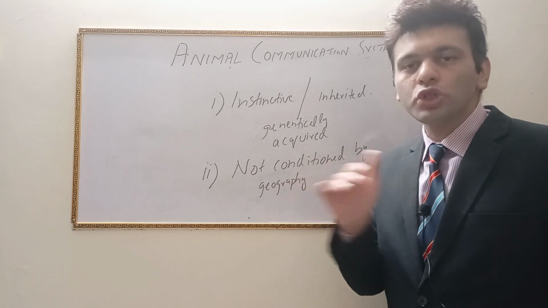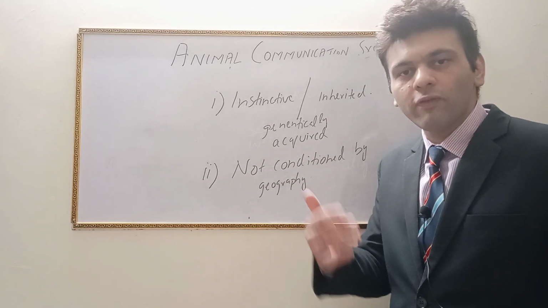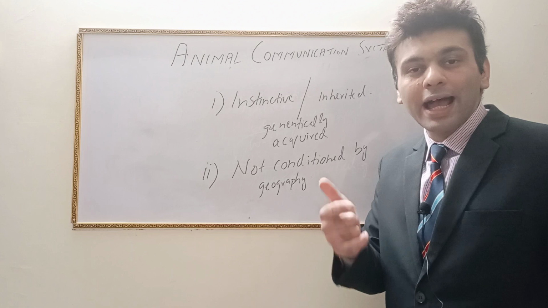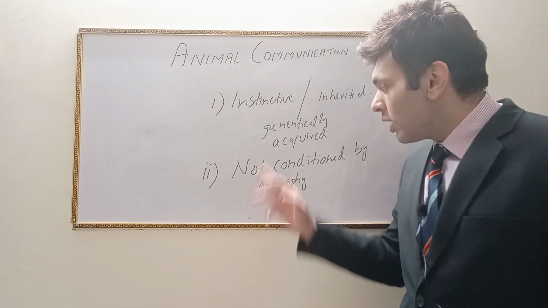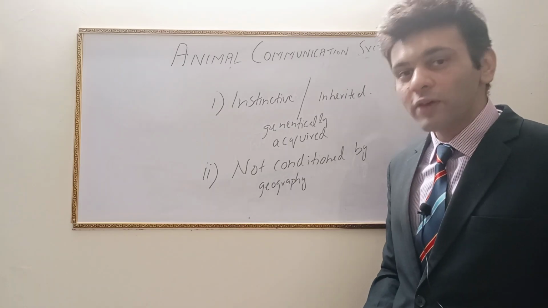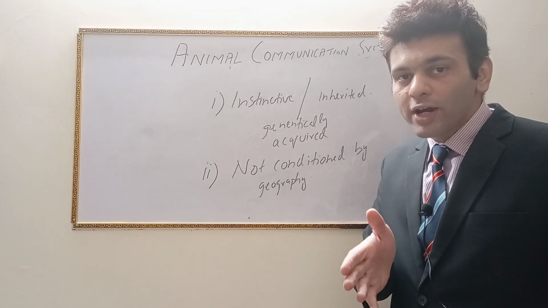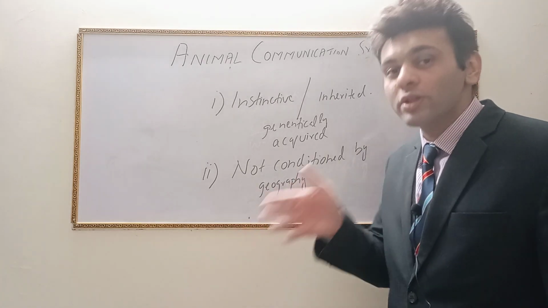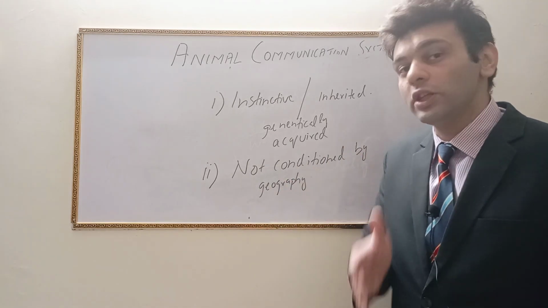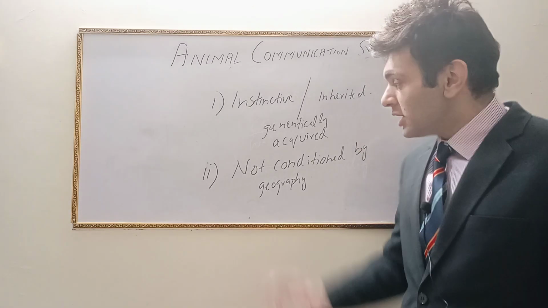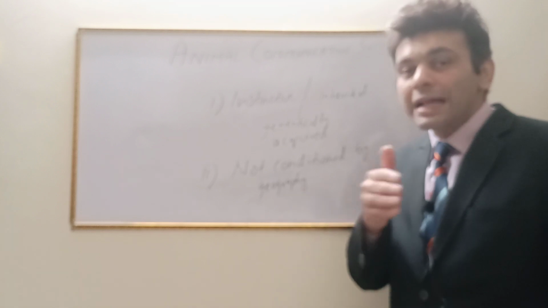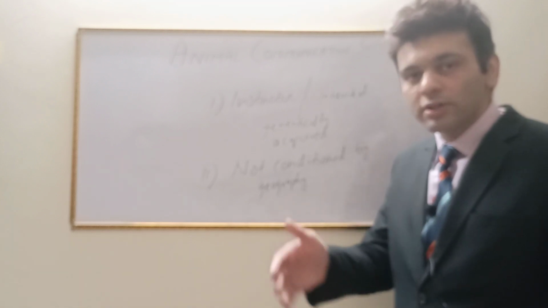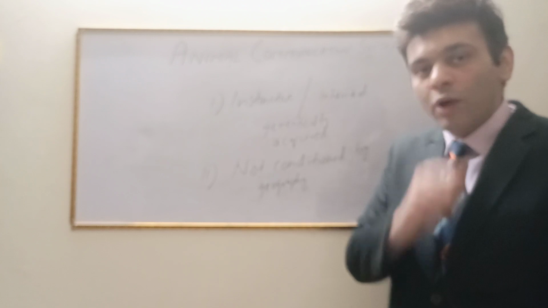There would be no change between the communication system of a cat in Pakistan and a cat in India or any other country. That's something one cannot relate to the concept of language, because in every country there is a specific language spoken, and that language is used for the purpose of communication. So that's the second feature with the help of which we can see a difference between animal communication system and human language. What is the third feature?